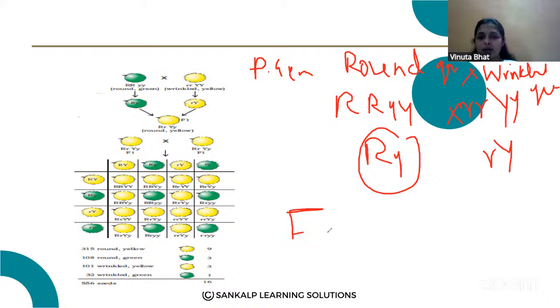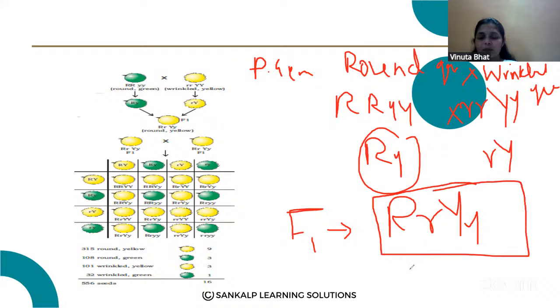F1 generation plants. So they are having the capital R, capital Y combination. Okay, so all are round yellow plants. So these F1 plants, when they are self-pollinated, so I will change this now. F1 generation plants, that is capital R, capital Y crossed with capital R, capital Y.